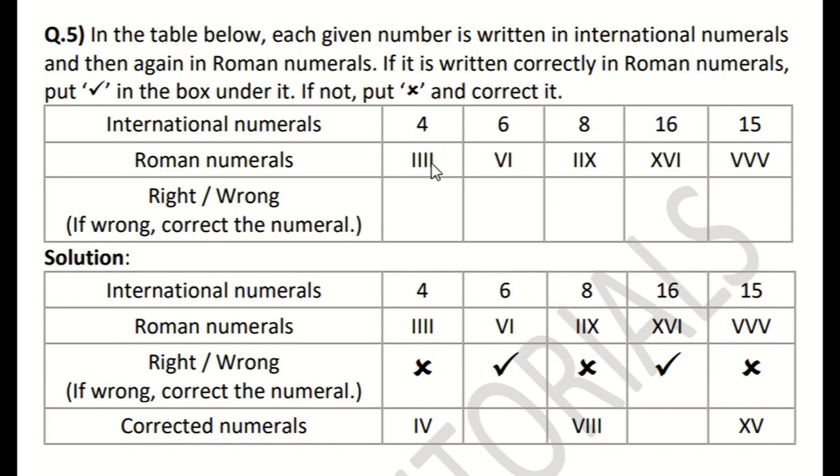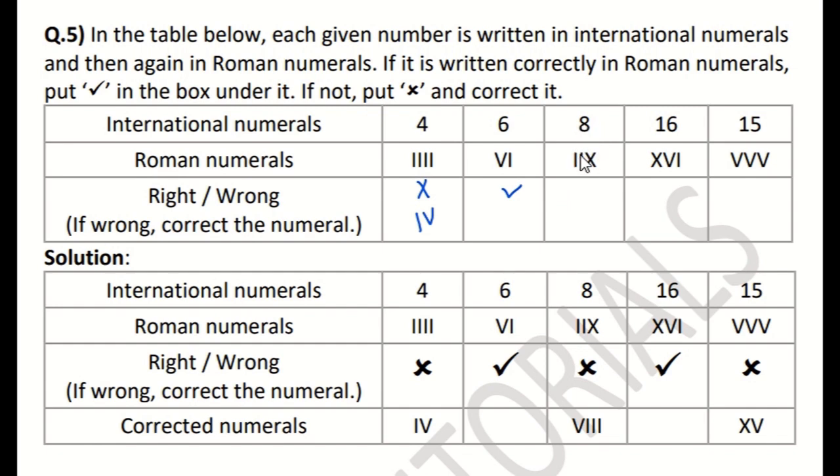So for 4, it is given 4 times I, but we already know the rules. It says repetition of I more than 3 times is not allowed. Means it is incorrect. And 4 is 1 less than 5, that is I will come on the left side, then V. So the difference between them will give you 4. 6, 6 is correct. 5 plus 1 is 6. Correct.